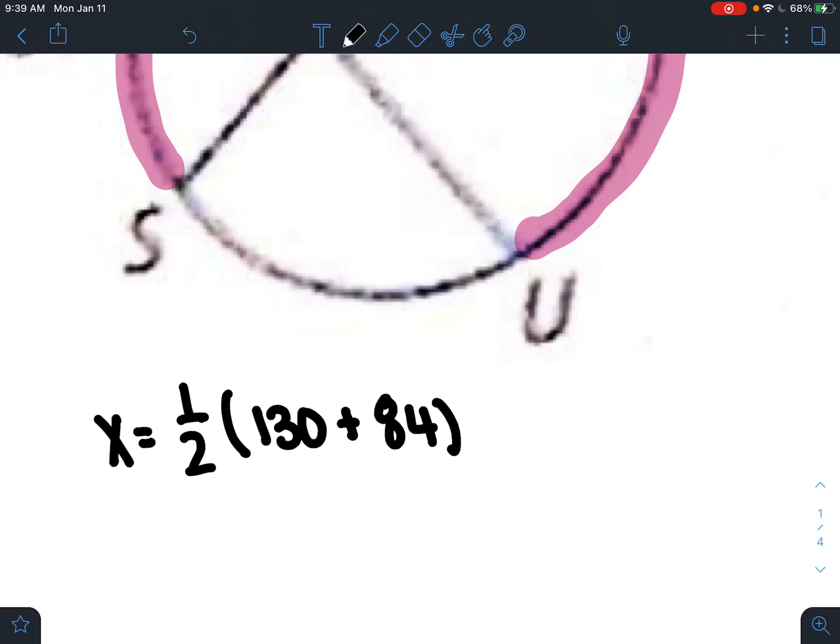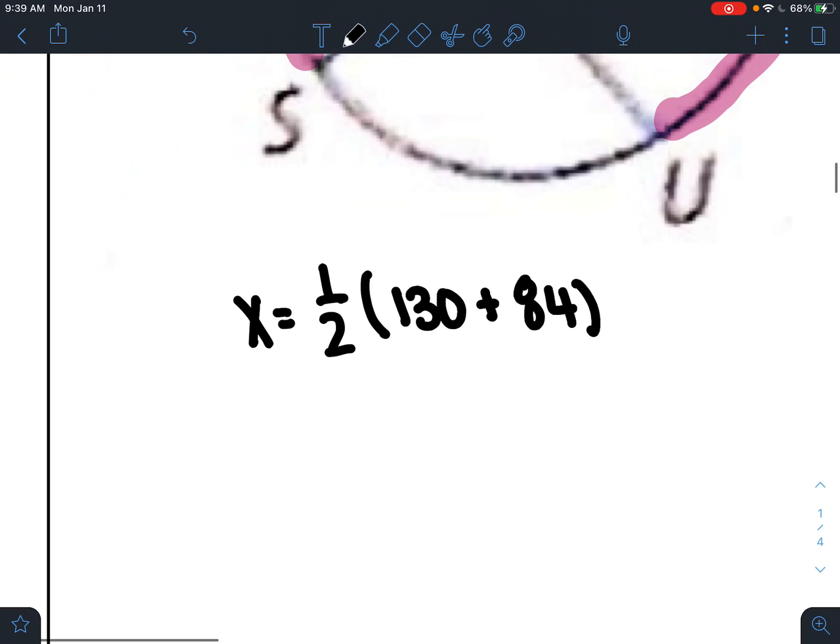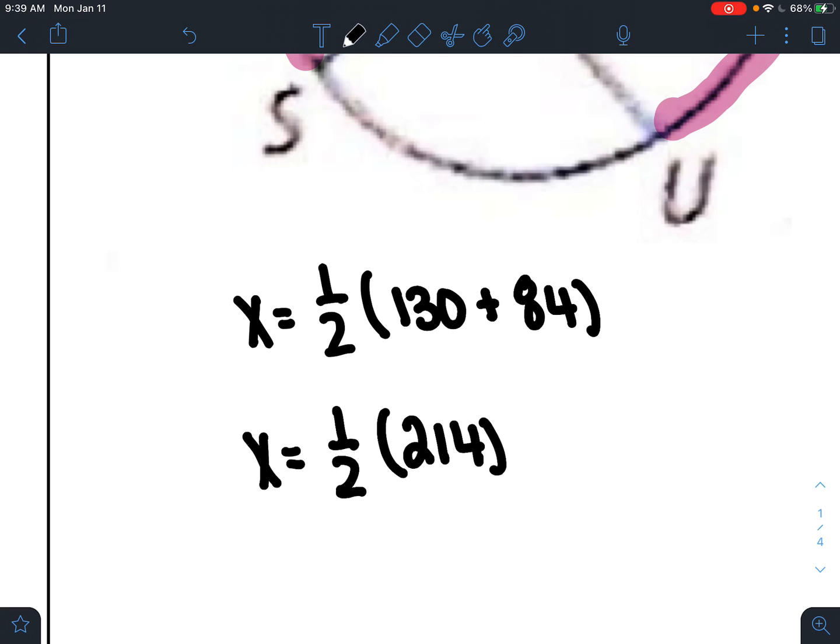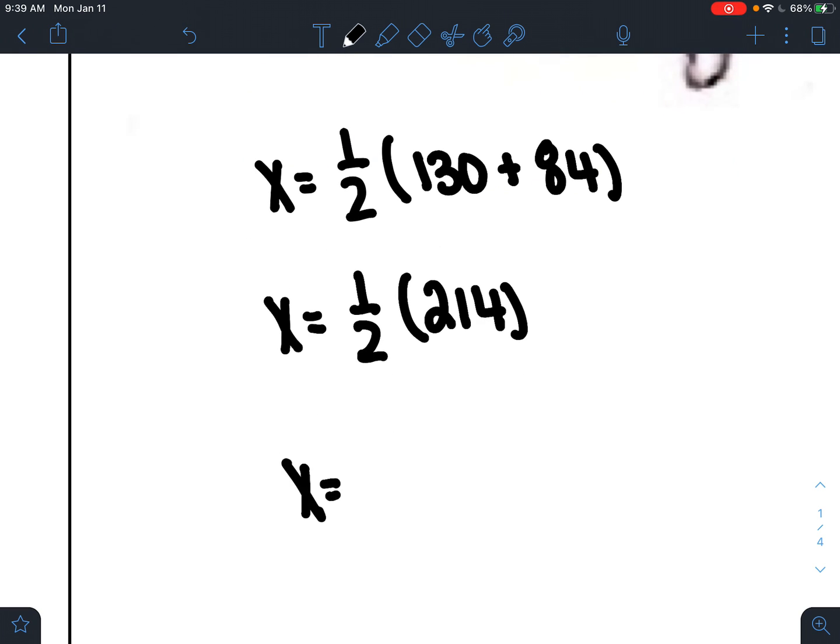Now I'm going to simplify that. I'm going to add 130 and 84 together, and I'm going to get 214. So x is equal to 1/2 times 214. Now cutting 214 in half, I'm going to have x is equal to 107 degrees.